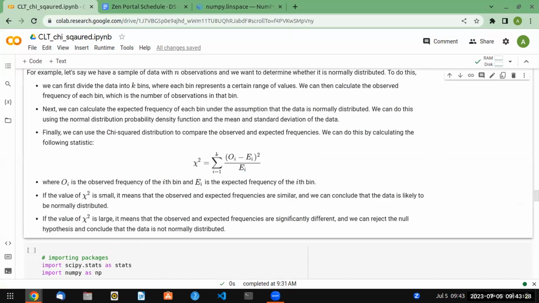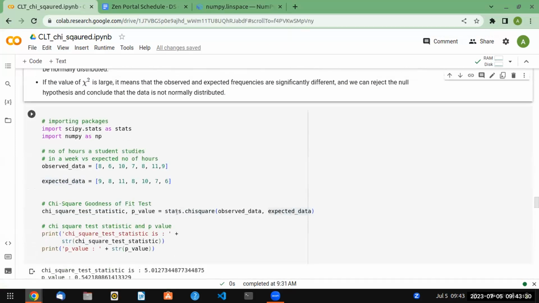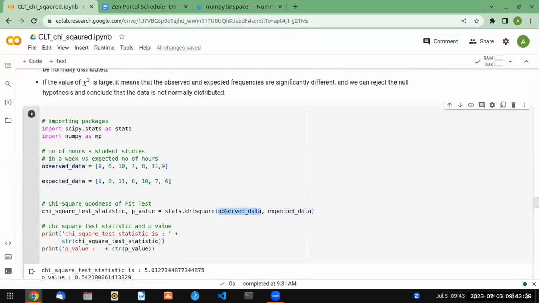So make sure the first parameter is what? This is according to what? The documentation of stats.chi-square. Okay, first parameter is observed, then the expected. Now once you pass this, this function is returning two values. How did I know this function returns two values, guys?